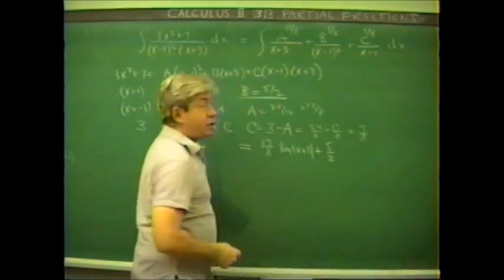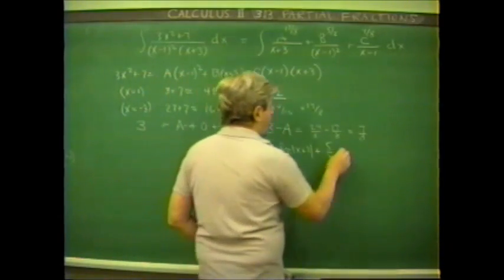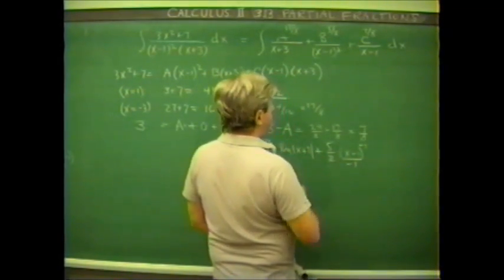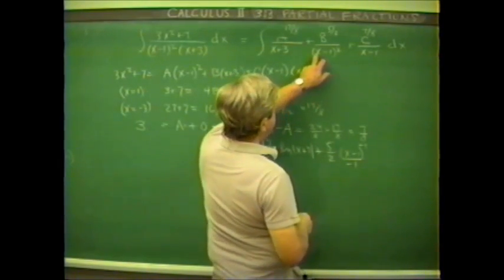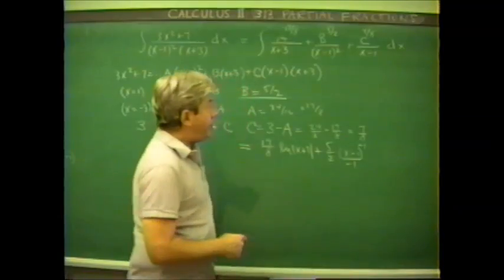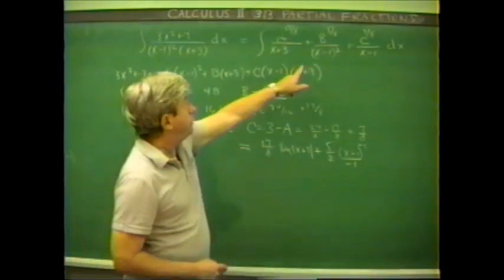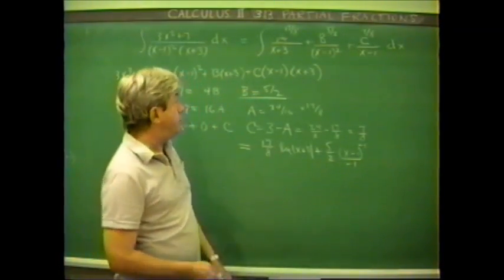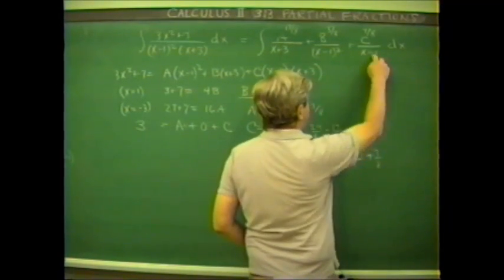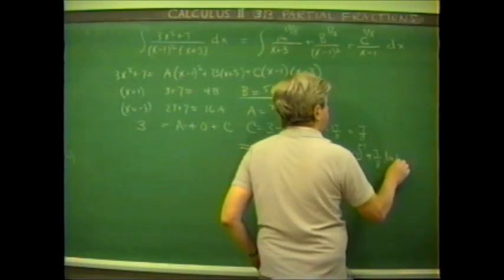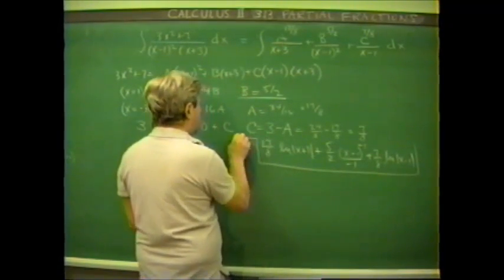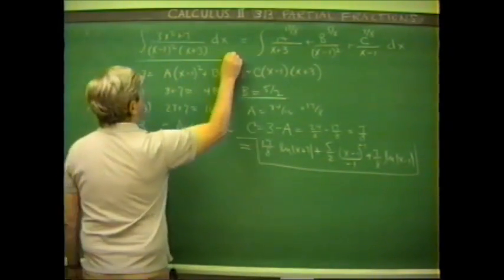The antiderivative of (x minus 1) to the minus 2 is (x minus 1) to the minus 1 over minus 1. Right? If there was a constant in here, you'd have to adjust for that, but there's no difficulty anti-differentiating 1 over (ax plus b) to a power. The antiderivative of 7/8 times 1 over x minus 1 is log absolute x minus 1. So here then is the answer to this problem here.